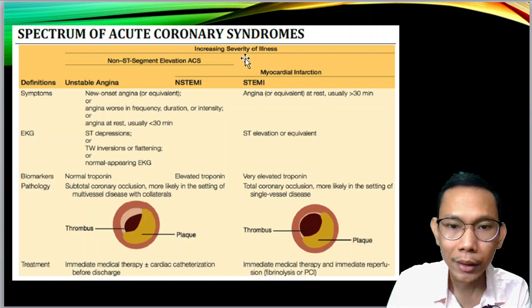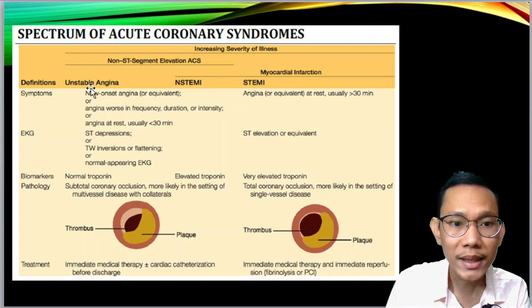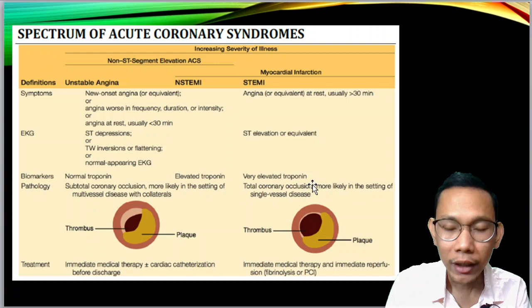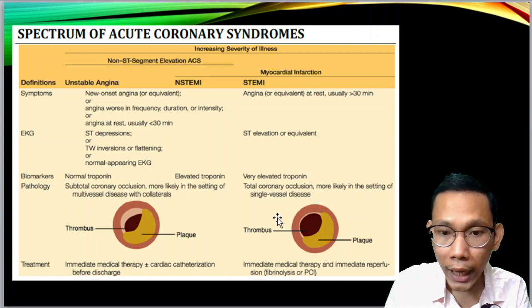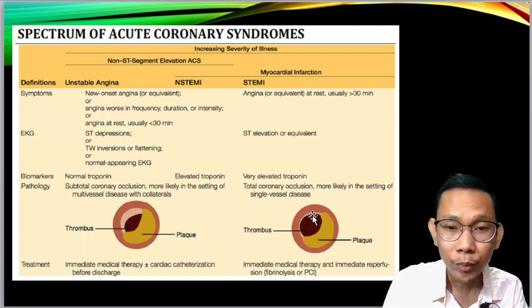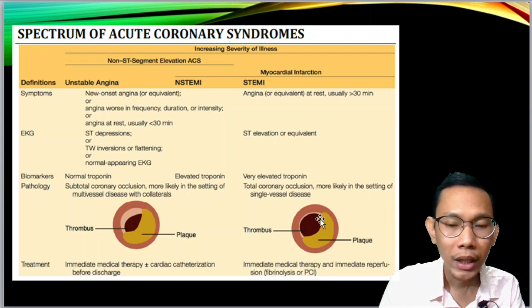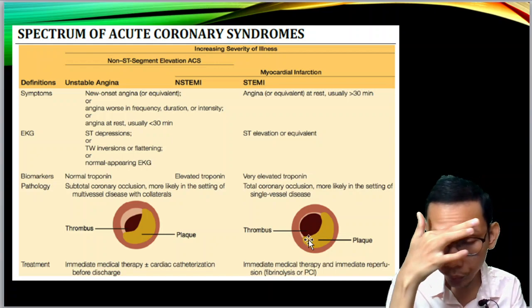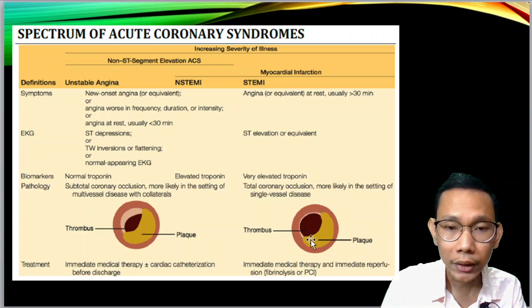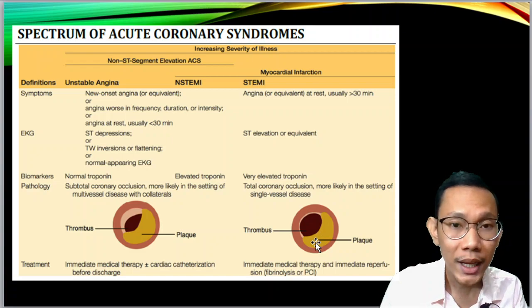How about your STEMI? Your STEMI is much more complicated compared to your unstable angina and your non-STEMI. Why? Check this out. This is a cross-section of your coronary arteries, and the plaque and your thrombus totally block your coronary arteries. Therefore, if it completely blocks your coronary arteries, there will be 0% oxygen level to the heart. That is why your STEMI is worse than your unstable angina and your non-STEMI.